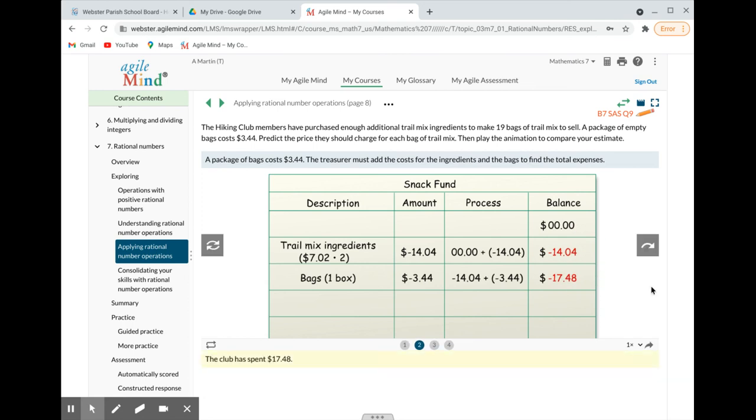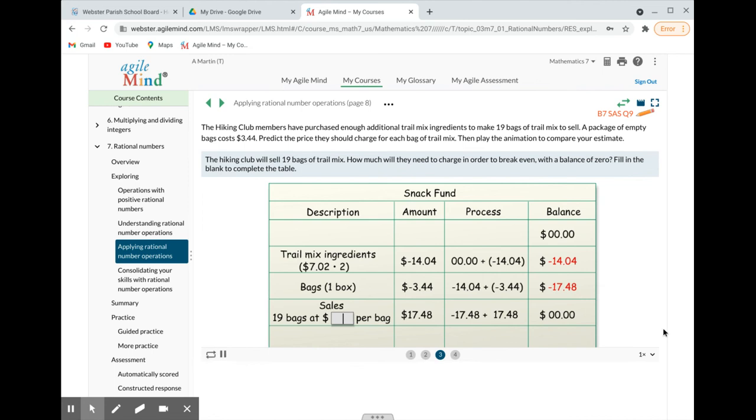All right, so we said that. So it says 19 bags at how many dollars per bag? Well, you say $1 per bag? Yes, sir. That was our estimate. Uh-oh, it won't let it do that. It says that price per bag is more than they need to charge to break even. So we're going to make a little more money, but that was based off of our estimate.